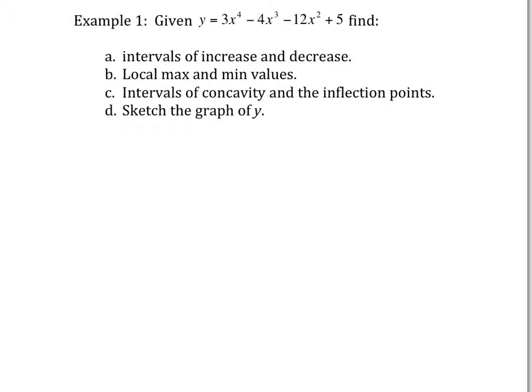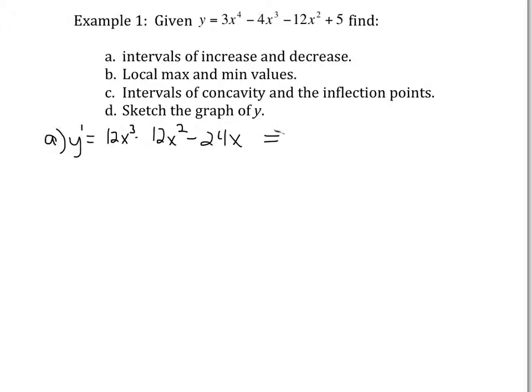All right, so for A, intervals of increase and decrease we know come from the first derivative. So I'm going to find y prime. In this case, y prime would be 12x to the third minus 12x squared minus 24x, and the 5 would go to 0. And I'm going to find my zeros, because remember, since this is a continuous function, we find those zeros, and then we test each interval to see whether it's positive or negative, and then we can conclude whether it's increasing or decreasing.